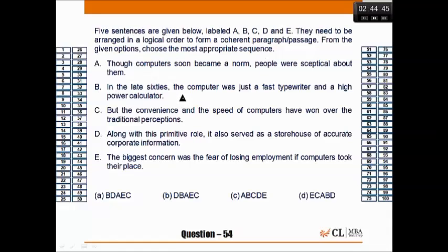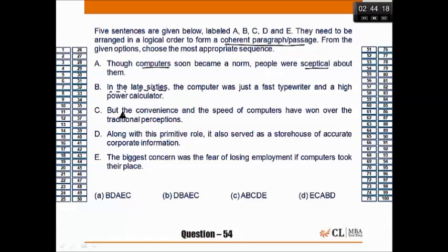Okay, this is para jumble. Is it? Yeah, logical consonant paragraph. Okay, para jumble. So let's just see what this means. A. Though computers soon became a norm, people were skeptical about them. So this talks about computers and skepticism of the people. B. In the late 60s, the computer was just a fast typewriter and a high power calculator. So that's how the computer was in the late 60s.